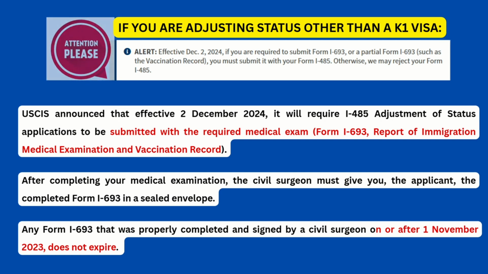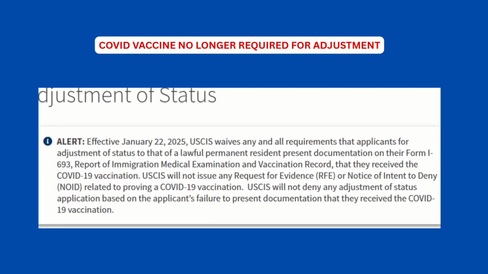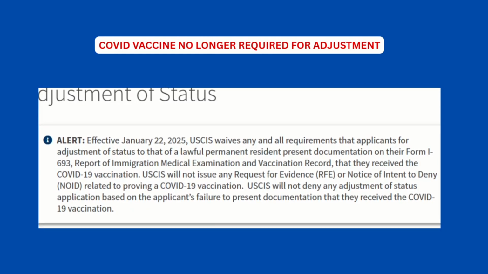Just a reminder that any Form I-693 or any medical record that was completed on or after November 1st, 2023, is still valid and does not expire. Another important announcement from USCIS, guys, is that the COVID vaccine is no longer required for the adjustment of status. USCIS will not deny your application if you failed to comply with any COVID-19 vaccination, okay?